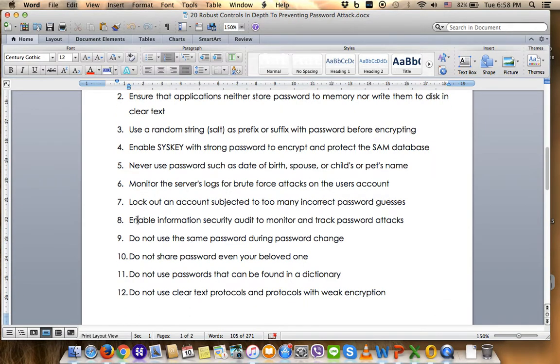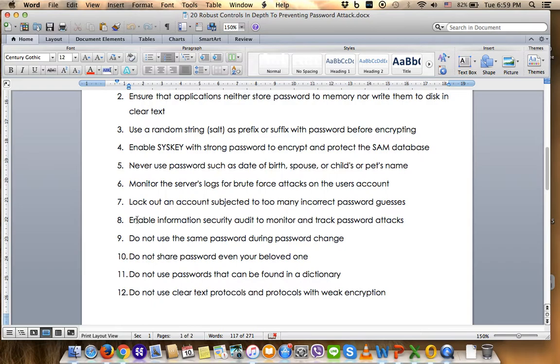So the control number 8 is enable information security audit to monitor and track the password attack. This is a mechanism that IT security need to play smart on how to monitor the password access from the user to identify what is a suspicious event and need to report to the immediate supervisor in case of the suspicious.